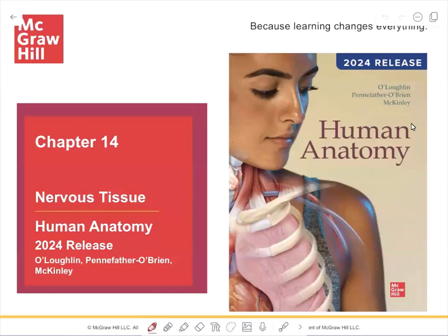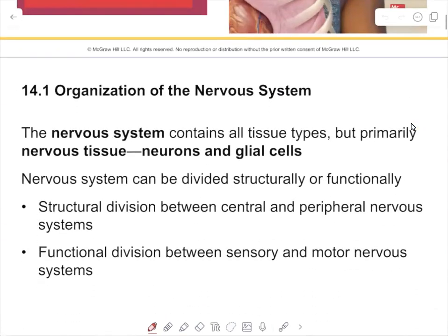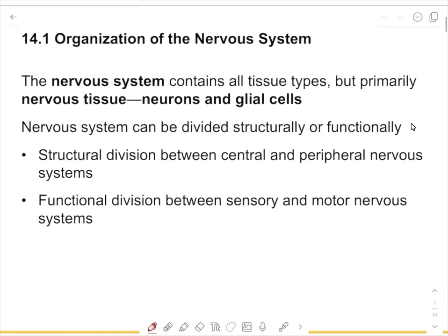This chapter is on the nervous tissue. So the first thing we need to go over is the general organization of the nervous tissue. The nervous system is generally thought of as a control system. It contains all kinds of tissue types, but the two main types of tissue are neurons and glial cells.